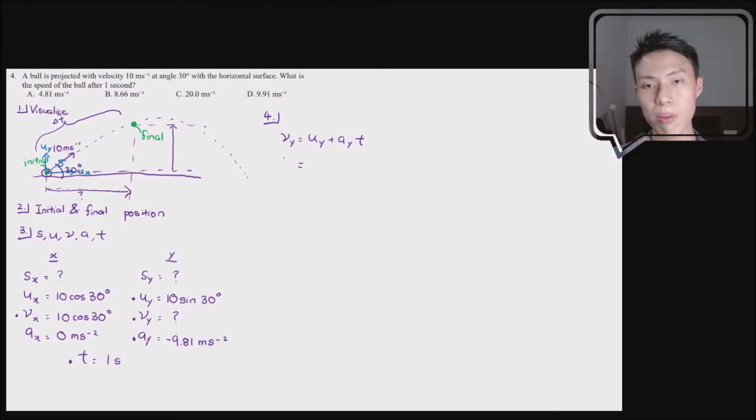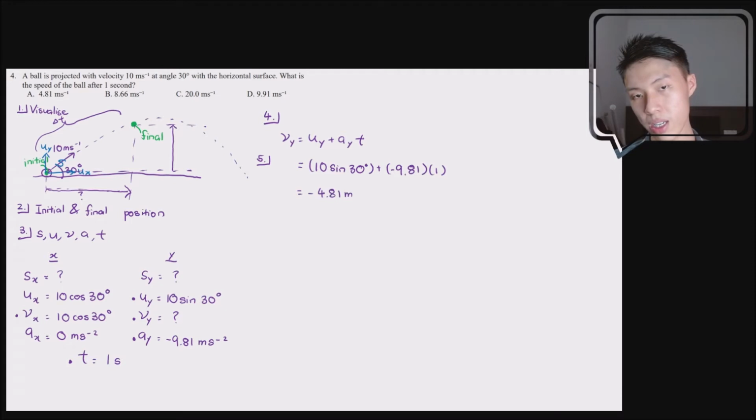Usually I call it the 5th step. The 5th step is just to do substitution and obtain your answer. So this one is 10 sin 30 degrees plus negative 9.81. The amount of time elapsed is 1 second. So if you perform your calculation, I believe you should get the answer to be negative 4.81 meters per second. So this is the Y component of velocity.